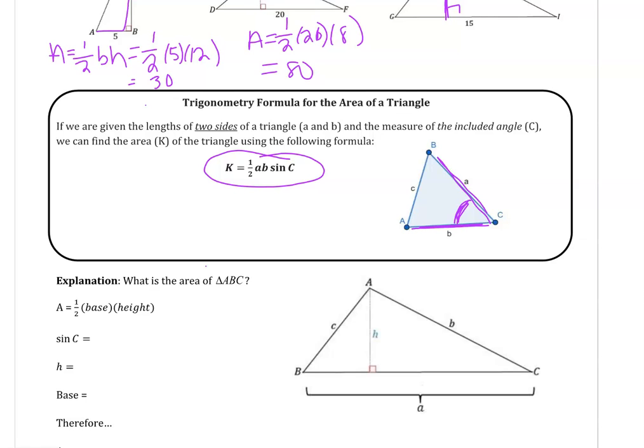I could technically use side C and side A with respect to angle B. I could also technically use side C and side B with respect to angle A. So as long as you have two sides and you know the included angle, you'll be able to find the area of a triangle.